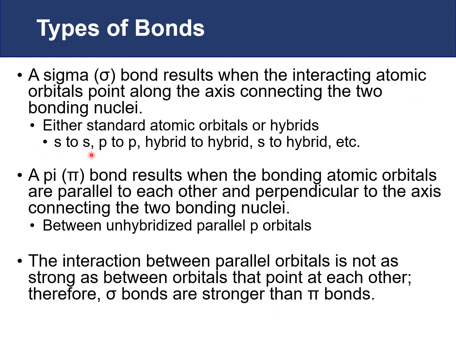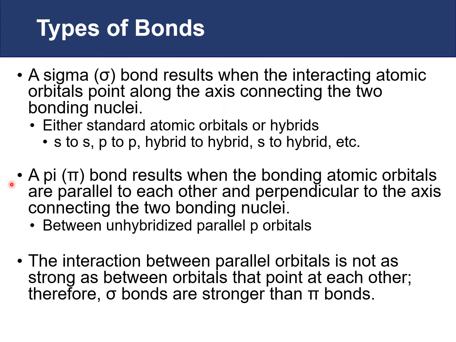When you have two s orbitals overlapping, or two p orbitals, as long as they're pointing towards each other along the internuclear axis. Two hybrid orbitals, you could have an s and a hybridized orbital, etc. The key point is that the two orbitals are overlapping along the axis that is between the two nuclei.